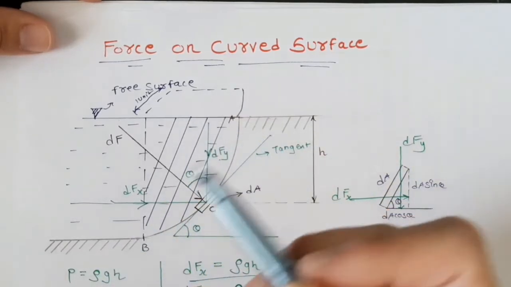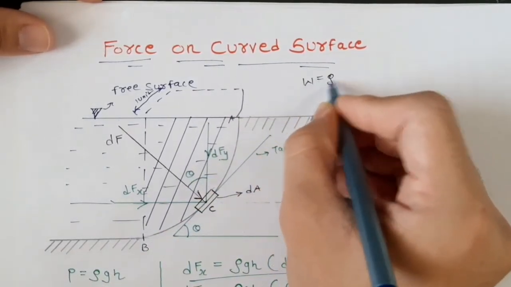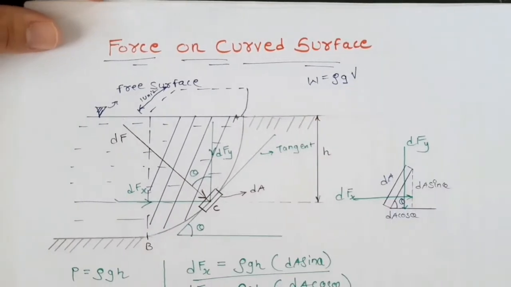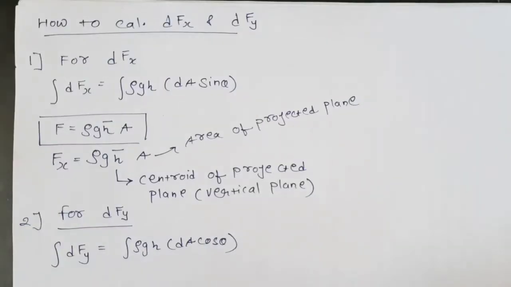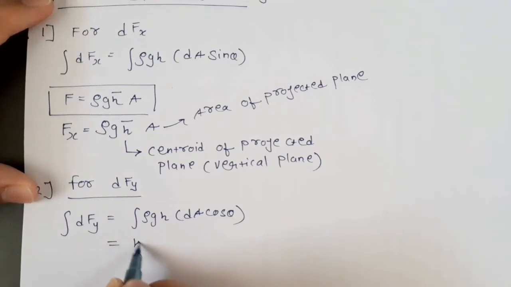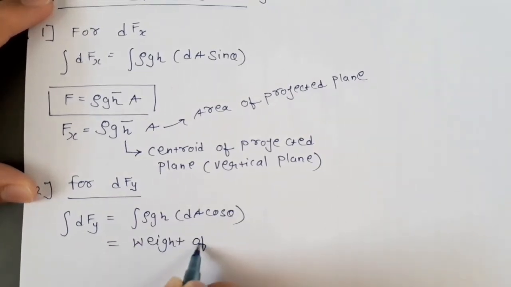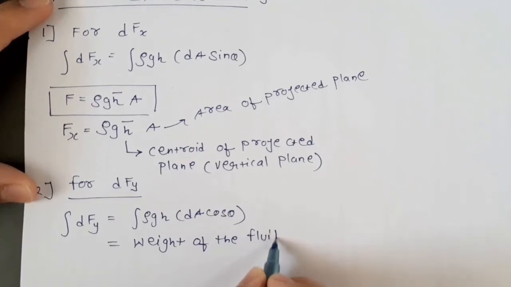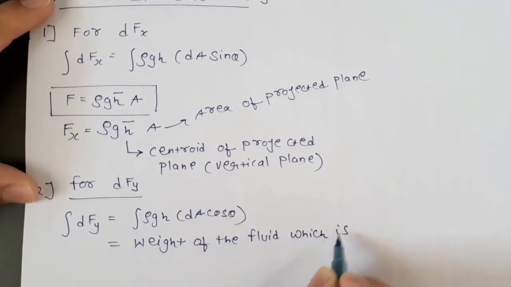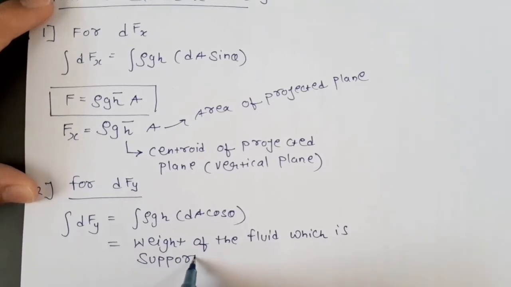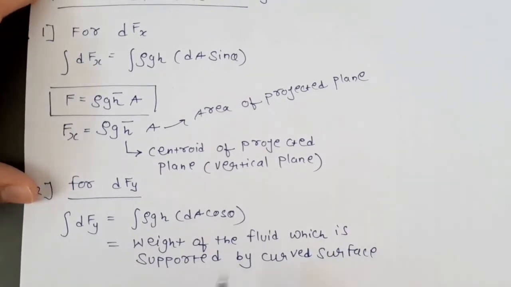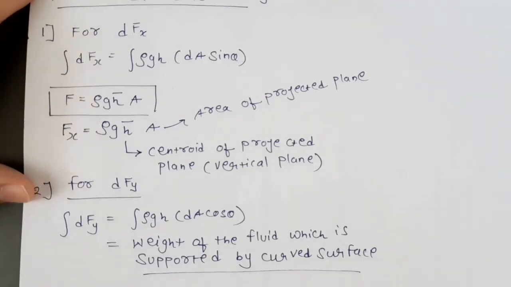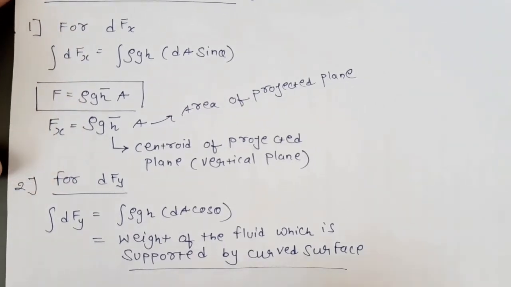And as we have obtained the volume, you can calculate weight as equals to rho g into V. Okay, this is the formula for calculating the weight of the fluid. So it will be the weight of the fluid which is supported by the curved surface. Means we have to calculate the weight of that much fluid which is supported by the curved surface. Okay, so now we will see a numerical on this topic.